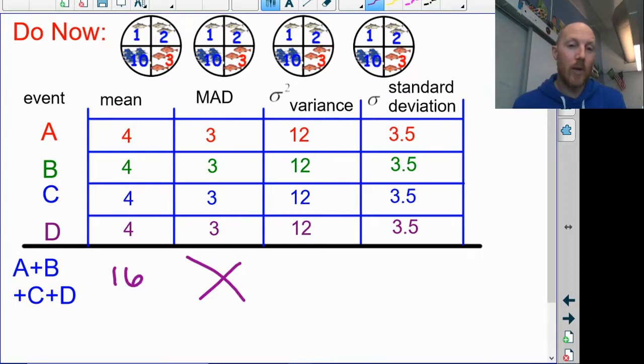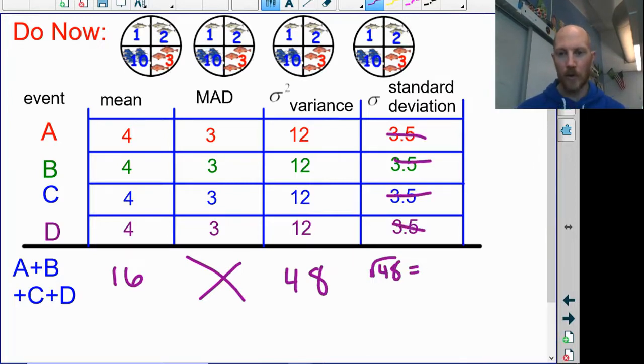It would take a lot of work to calculate that. And nobody cares about the mean absolute deviation anyway. Okay, that's not true. We don't need the mean absolute deviation right now. Changing the directions. The variance, we can add all of those. 12 plus 12 plus 12 plus 12 is 48. And then the standard deviation, we'll have to do the square root of 48.